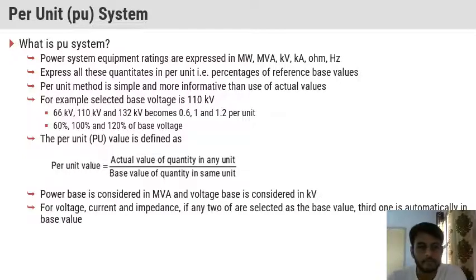Power base is considered in MVA. There are two types of base value. One is the power base, where we take the MVA value as the base, and the other is voltage, where we consider kV, kilovolt, as the base value. For voltage, current and impedance, if any two are selected as base values, the third is automatically determined. So we have only two types of base value, power and voltage, and the others are derived from them.